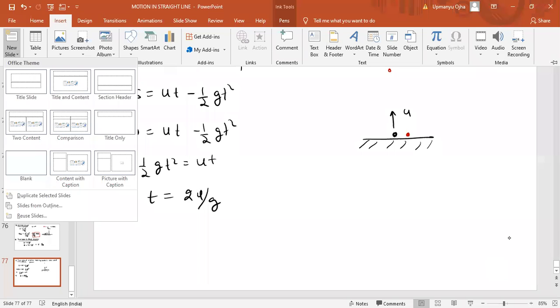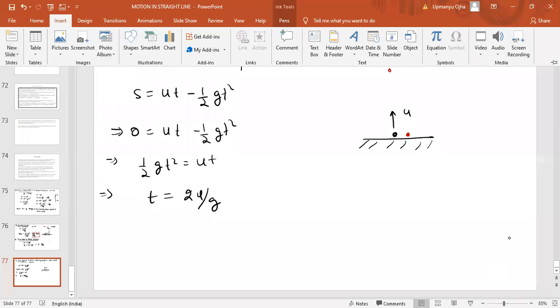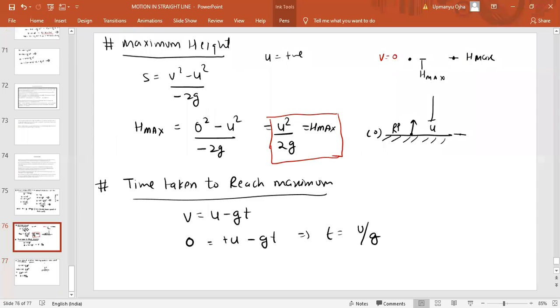Any doubt you are having, you can ask me. We can also use this: time of ascent equals time of descent, only when there is no air resistance. Understood? Basically, what we are doing here is assuming no air resistance also.